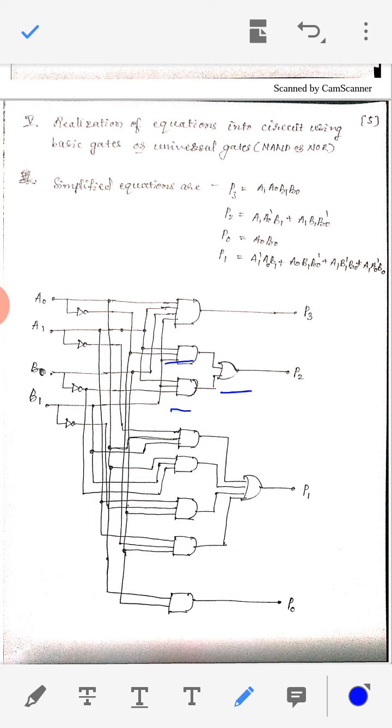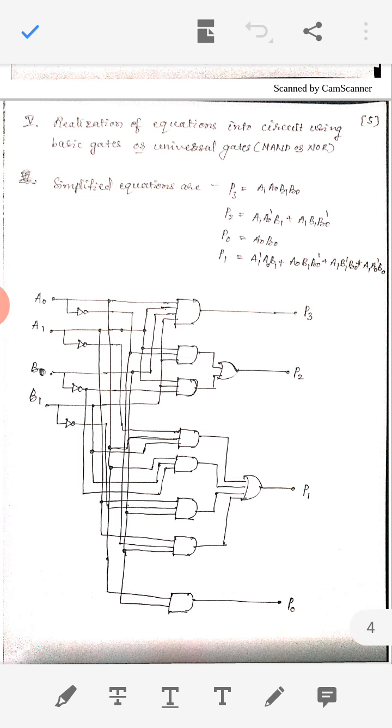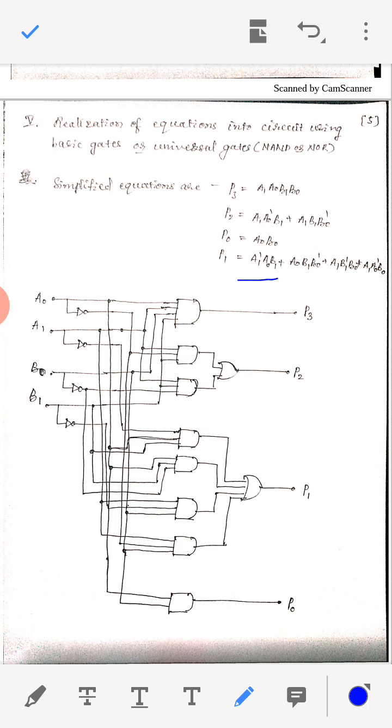If you take P0, it is straightforward, only one AND gate with two inputs. And if you take P1, there are four terms, meaning four AND gates and one OR gate, and this is P1. So like this, this is what we have seen now.